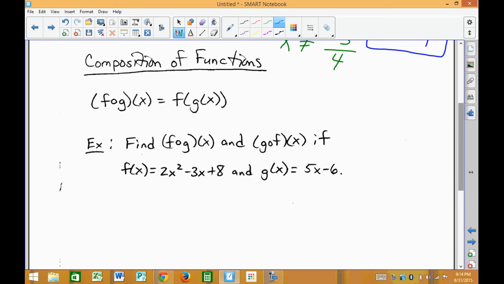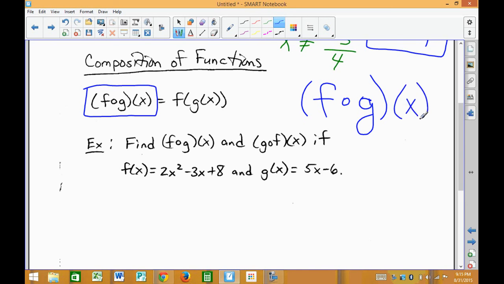Now, we run into a special composition of functions. As you can see here, the symbol looks like "fog of x," but that's not really what it means. It's just an open dot. If I was better at writing this, it would look like a big F, a little open dot, and a big G. So it's F open dot G, or F of G of X. And this is how we write that.